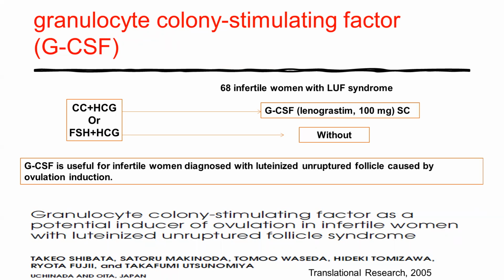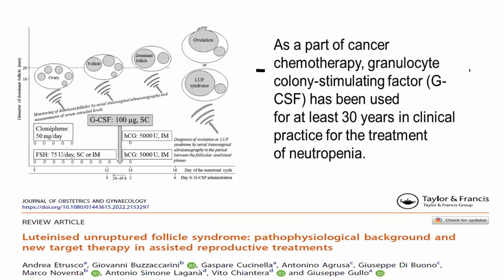So here is a study that compared patients with induction with or without G-CSF subcutaneously, 100 milligram at the time of ovulation between day 12 and 14, and found that it was useful for infertile women diagnosed with LUFS caused by ovulation induction. And here is the timing of G-CSF giving between day 12 and 14, at 13.